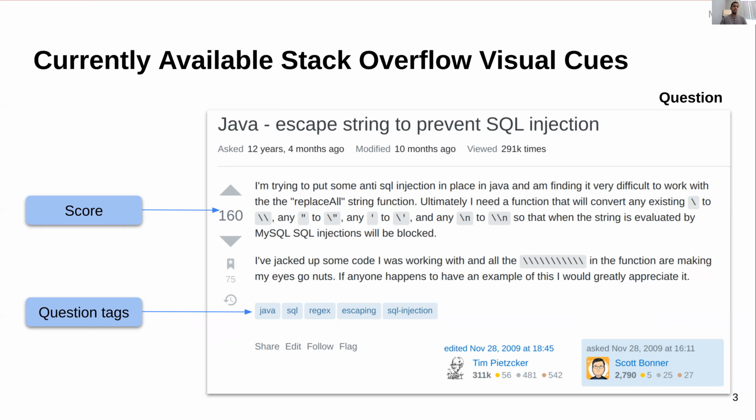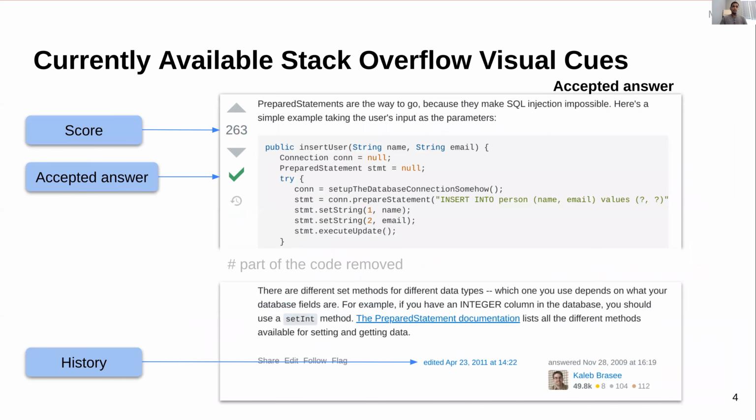If you look at the question here, it has a score. The score indicates how the community evaluates the quality of its content. Then the question tags indicate what kind of technology is discussed in the question. Therefore, one can simply look at the question tags without reading the question body. If you look at the answers, they have a score as well. The green check mark indicates the answer selected by the original poster if there is more than one answer available for the thread. The edit history indicates whether the content has been modified or not.